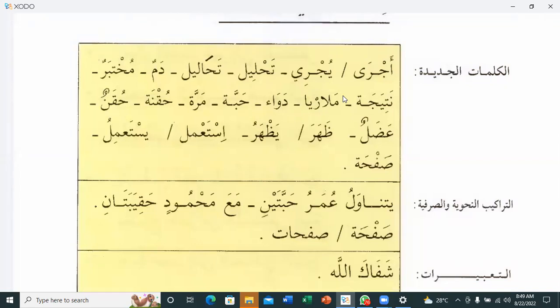Okay. Now, Rizwan, you repeat all these words. Ajra, he did. Yujri, he does. Tahalil, test. Damun, blood. Mukhtabarun, laboratory. Natija, result. Malaria. Dawa, medicine. Habbatun, pills. Maratun, time. Huknatun, injections, hukanun, injections. Adalun, muscle. Zahara, appeared, yazharu, appears, istamal, used, yastamil, uses. Safhatun, page.